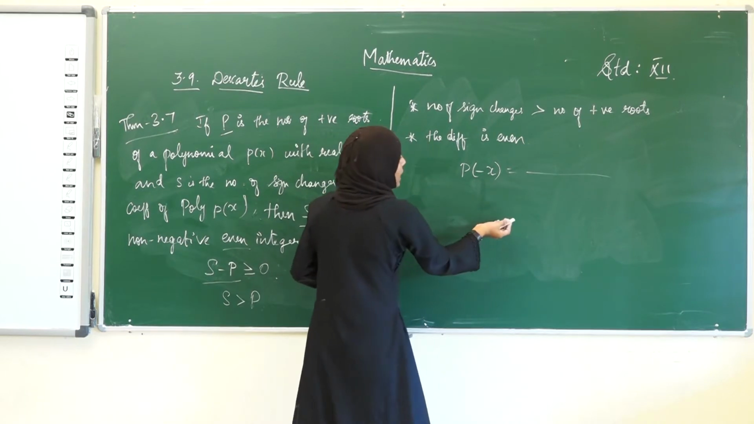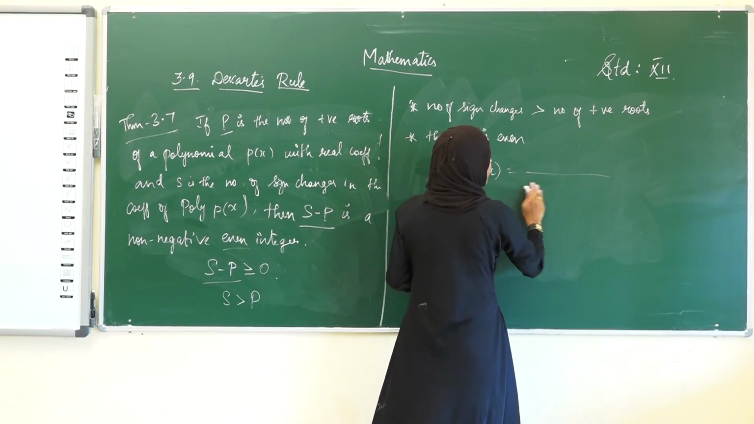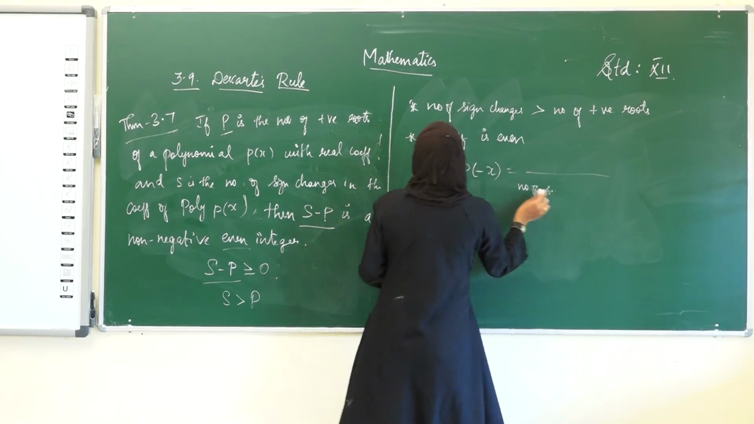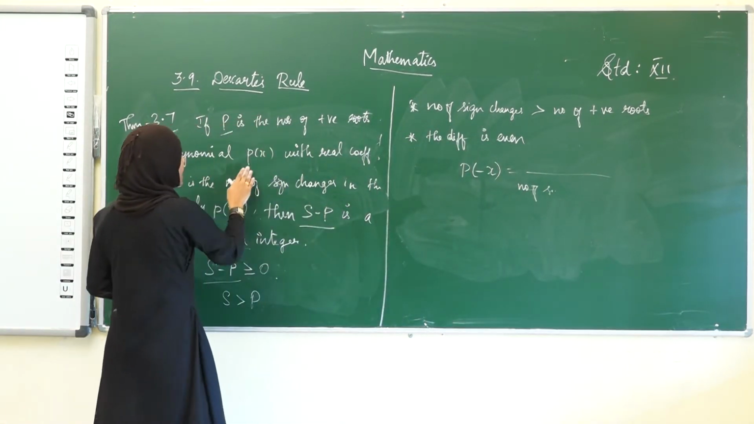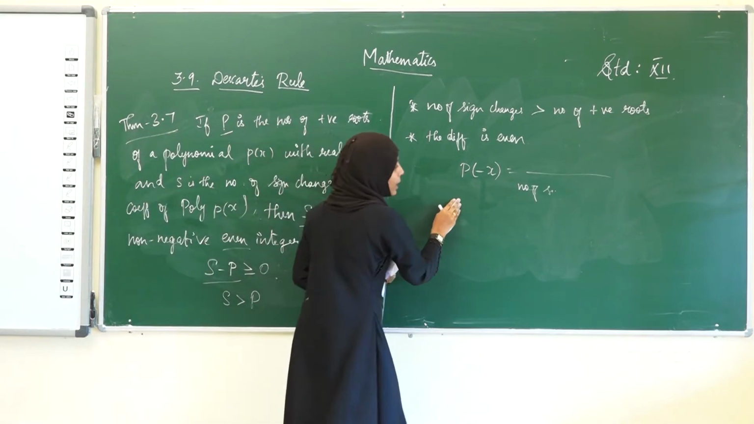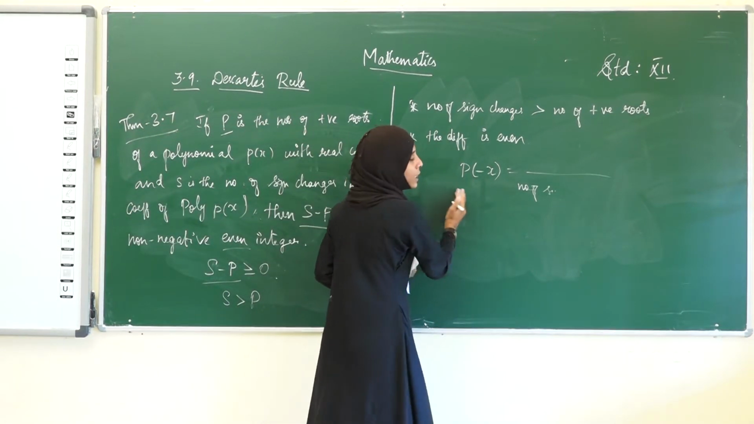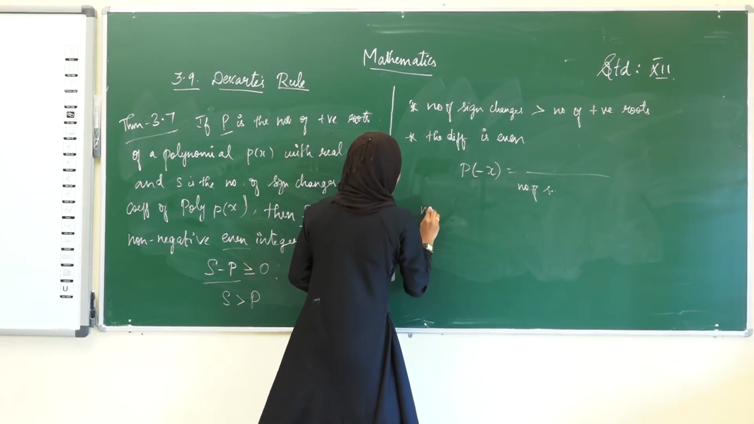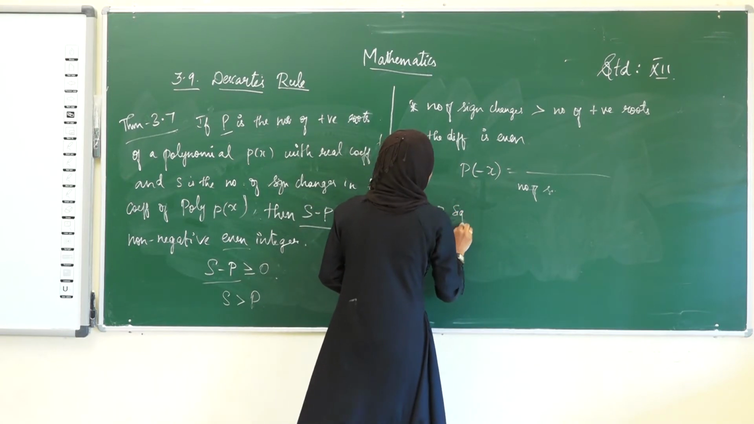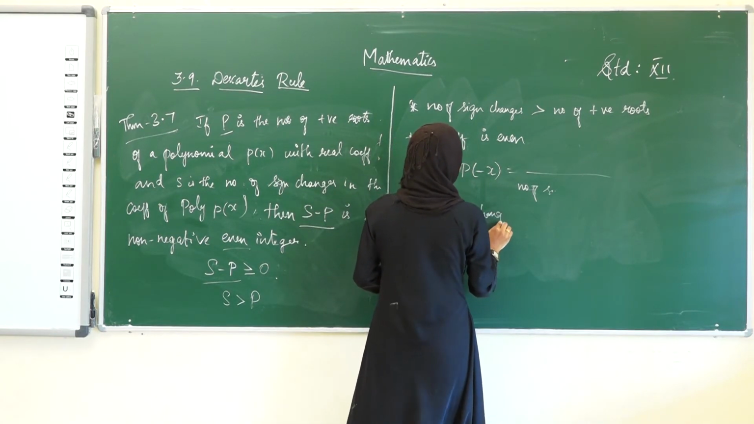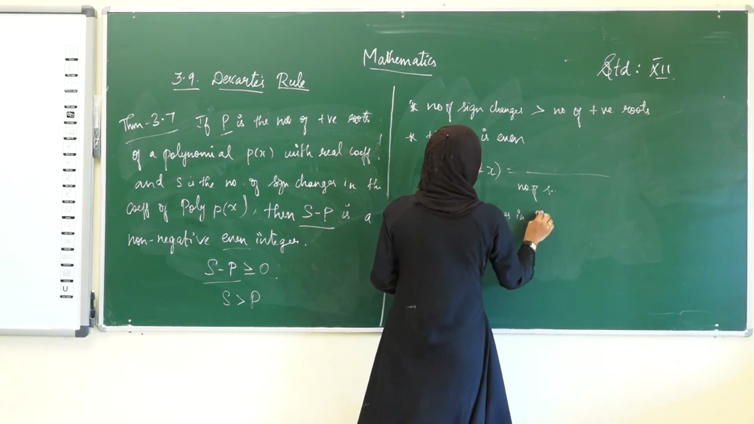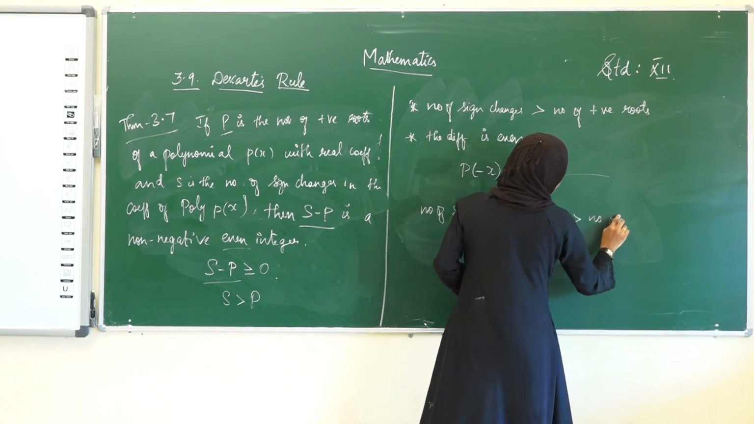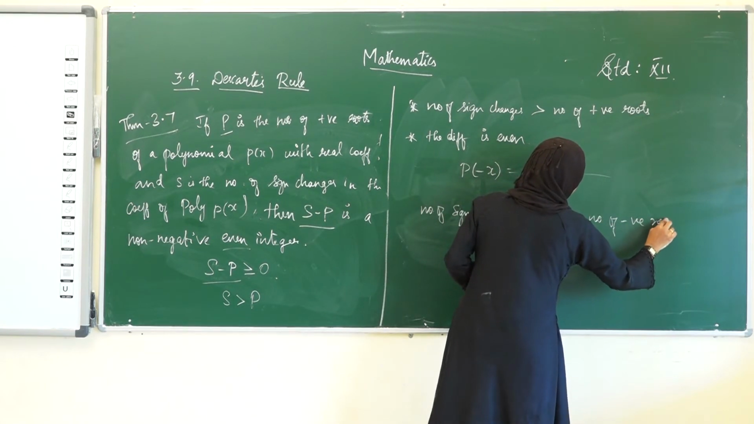From this, for the number of negative roots, the number of sign changes should be taken here. Okay, the number of sign changes should be taken. See, for the positive roots we have considered the number of sign changes in p of x. Therefore, for negative roots what we are going to do is consider the number of sign changes in p of minus x. That is, from here the number of sign changes in p of minus x will be greater than the number of negative roots.